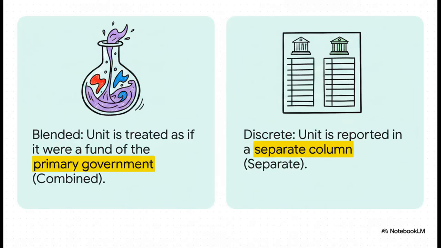Now, once you decide something is a component unit, you have to include it in the report in one of two ways. First, you have blended presentation. This is when the component unit is so intertwined with the government, it's basically the same thing. So you just combine its finances right into the government's funds. The other option is discrete presentation, where you show the unit in its own separate, distinct column.